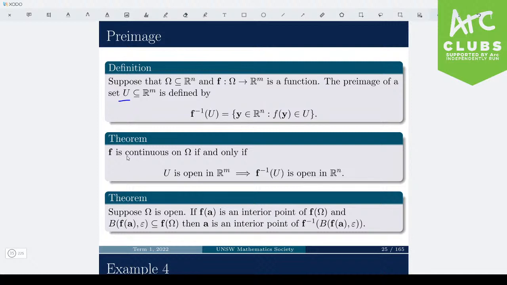A theorem that we have is that f is continuous on omega if and only if U being open in R^m implies that the inverse of U is open in R^n. Okay. Suppose omega is open. If f(a) is an interior point of f(omega), and the epsilon ball around f(a) is in f(omega), then A is an interior point of f inverse of B(f(a), epsilon). Okay.